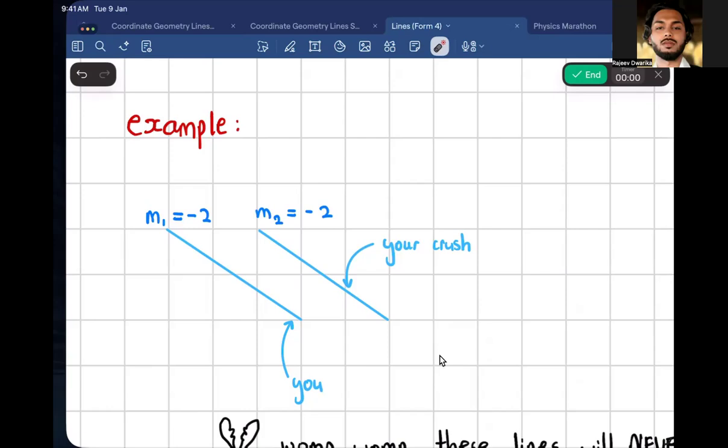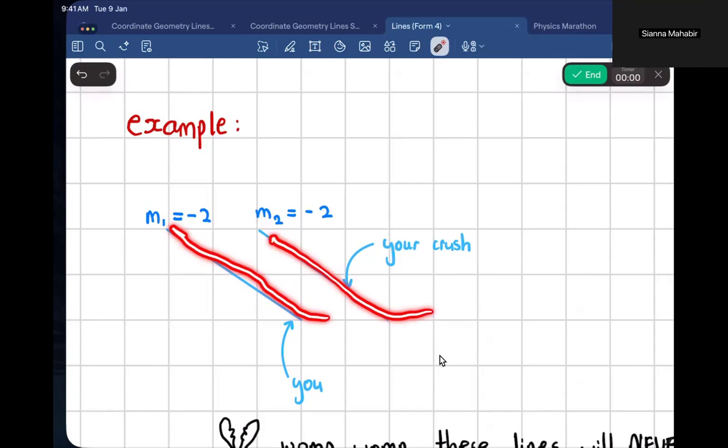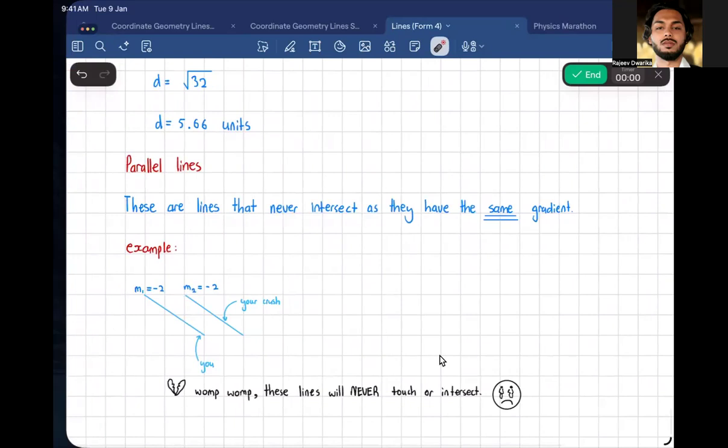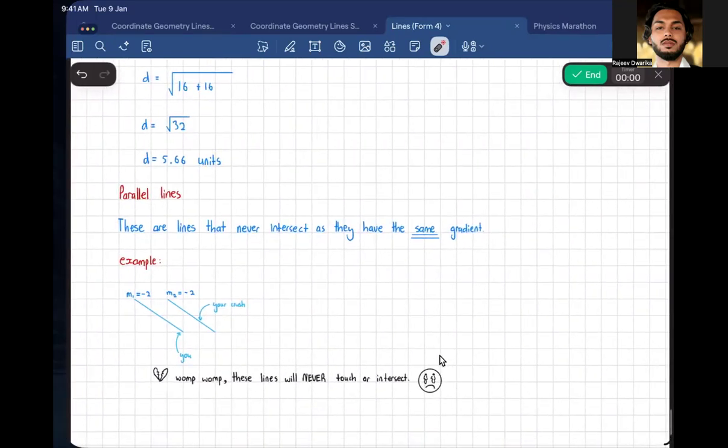But Sienna, you understand the concept, right? Yes, sir. Imagine if you were driving up this hill and this hill, wouldn't it feel the same? Yeah, because it has the same steepness. So when we're talking about parallel lines, they have the same exact steepness. This is the same process as perpendicular lines, except you don't have to do any weird things with the gradients because the gradients are the same.